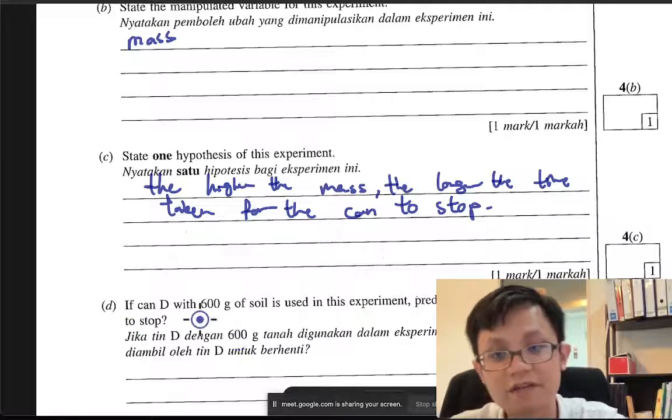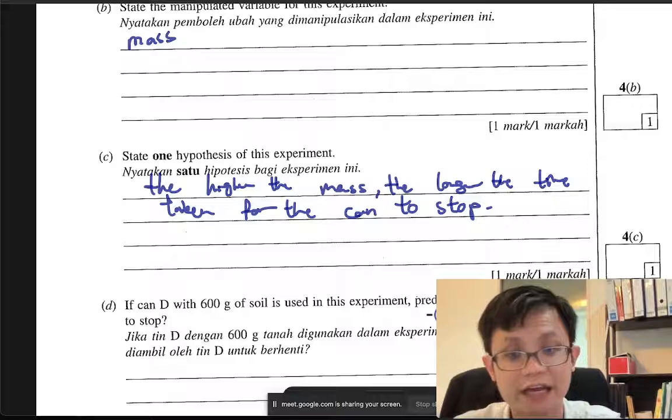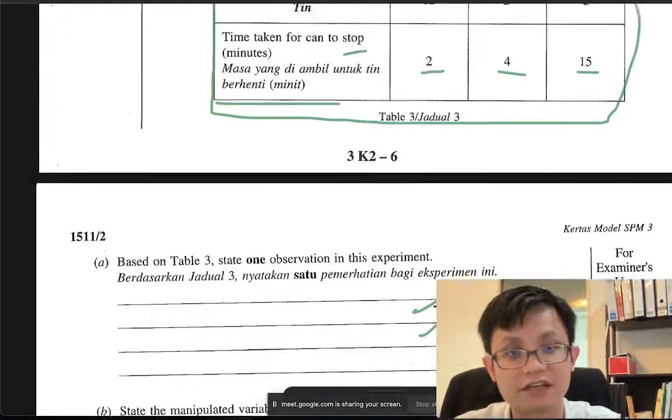If a can with 600 grams of soil is used in this experiment, predict the time taken. So if 600 grams, what is the time?